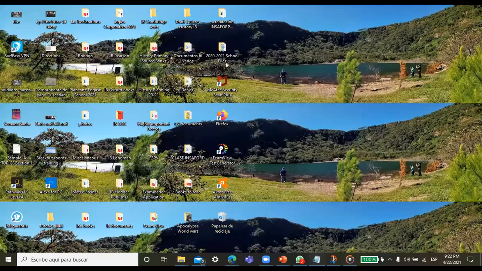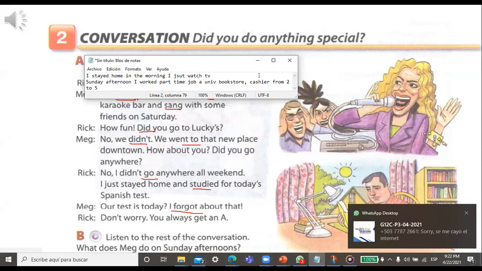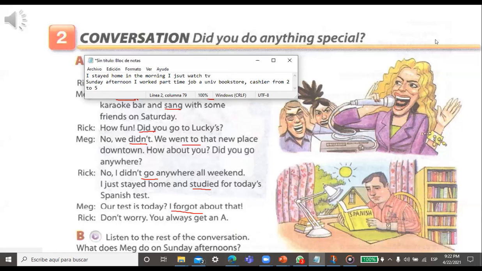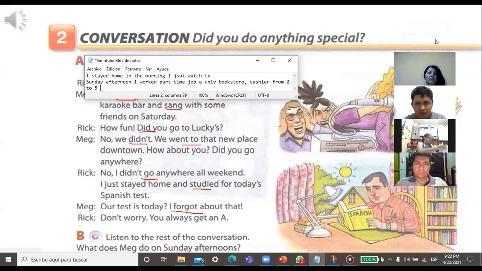I want to give you the answer over here. I took notes, and if it's a little bit messy, it's because I took the notes over there. Like you said, Miss Carmen, in the morning, she stayed home and just watched TV. And in the afternoon, she worked a part-time job at a university bookstore as a cashier from 2 to 5. Okay, so this is the answer.